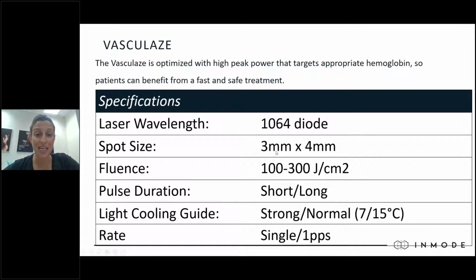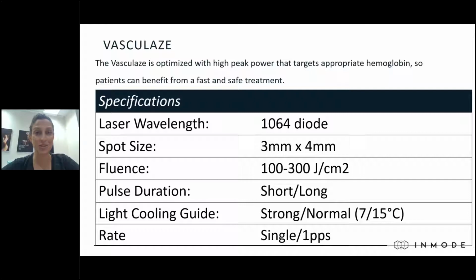The spot size is fixed at 3 millimeters by 4 millimeters, so it is not something you can control. It is a fixed spot size for your use, and the fluence can be anything between 100 and 300 joules per centimeter square. Pulse duration is actually a function of the fluence, and you don't need to adjust specific milliseconds, you just need to choose between a short or a long pulse.